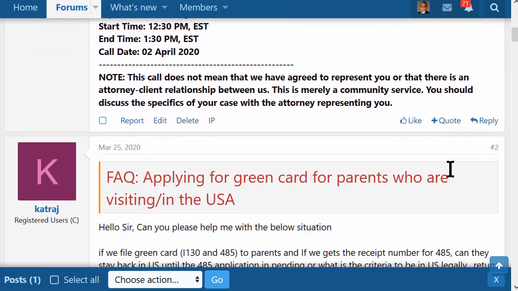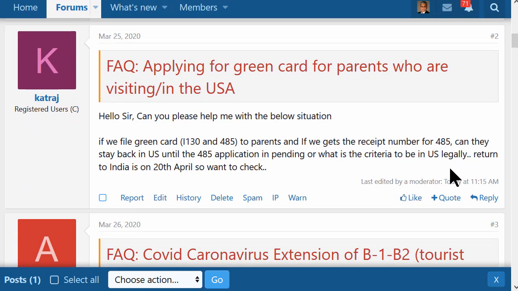Give me 1 second. So this one was applying for green card for parents who are visiting in the USA. So the question was, if we file green card I-130 485, we get the receipt number. Can they stay back in the US until the 485 application is pending? Or is it not legal?